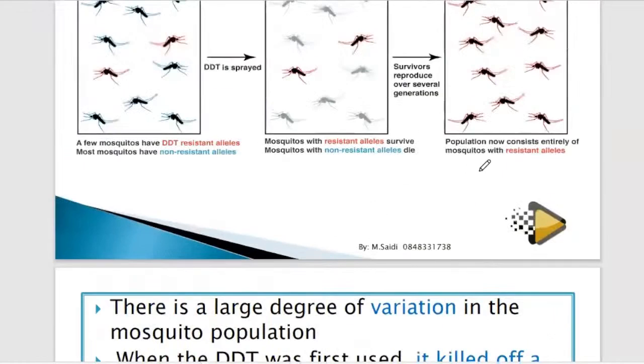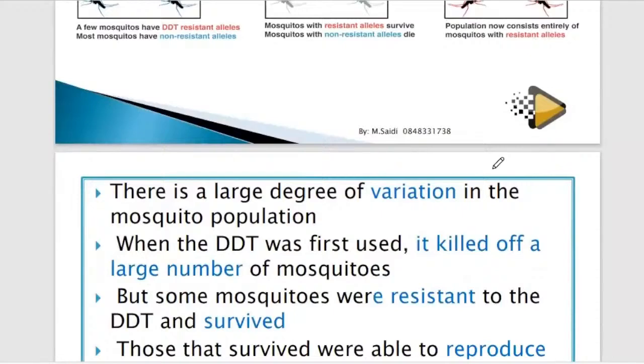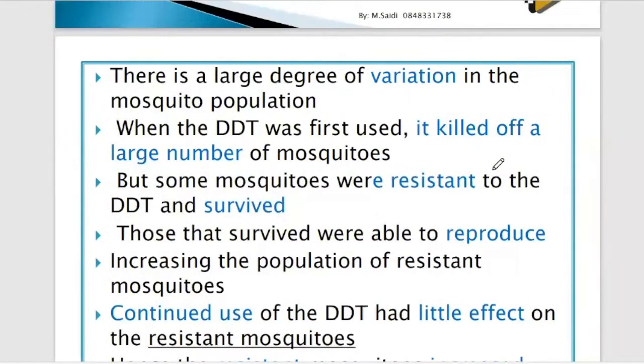How did the mosquitoes become resistant, or whatever example they have brought? You talk about variation among the mosquitoes, among the bacteria, among the virus: those which are resistant and those which are not resistant. When DDT is applied, those which are not resistant are killed in large numbers, while those which are resistant survive in large numbers. Those which survive reproduce in large numbers and increase the population of resistance.